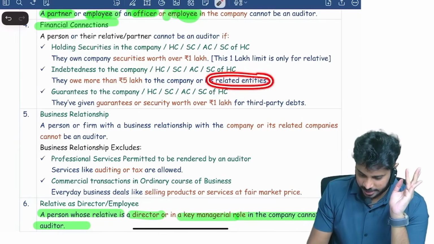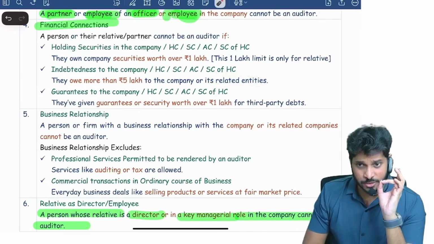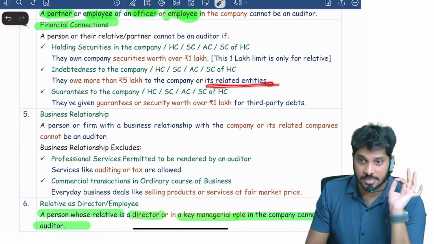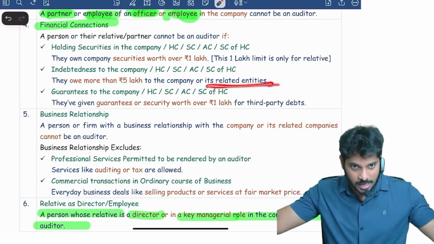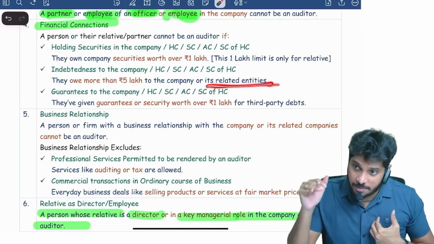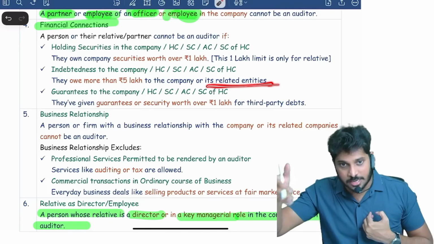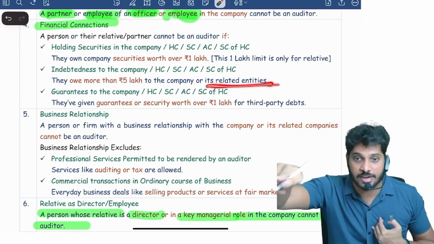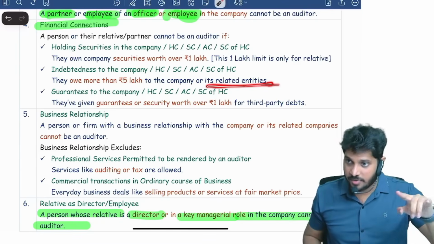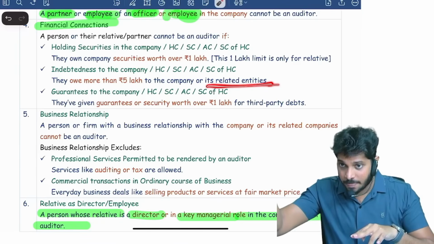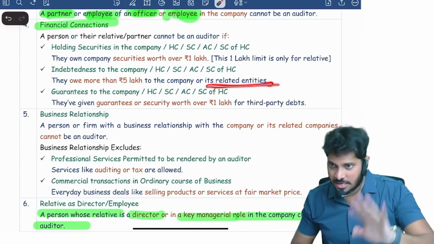Instead of using all those words, I simply use the word related, but in the exam you should not write related, you should write it in full. A person, relative, or partner indebted to the company, holding company, subsidiary company, associate company, or subsidiary of its holding company in excess of 5 lakhs is disqualified. Same way, a guarantee given to them for an amount exceeding 1 lakh, disqualified.